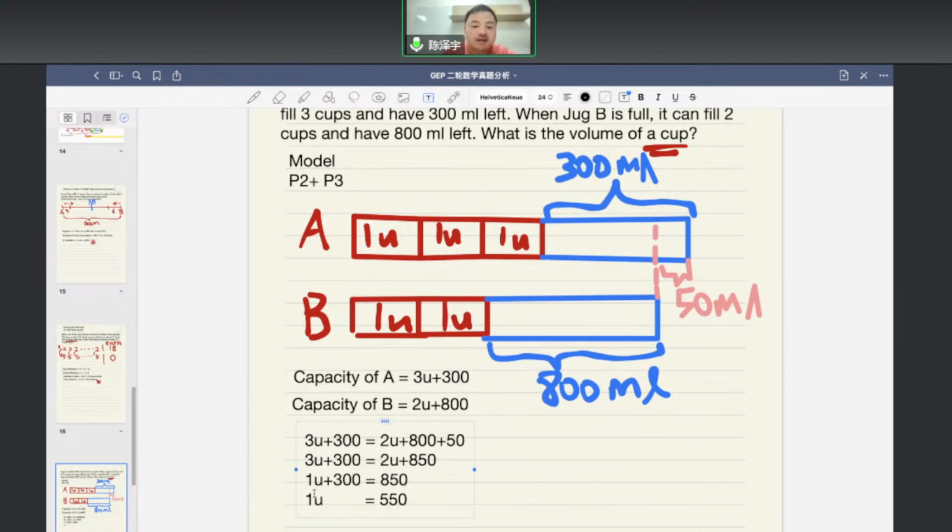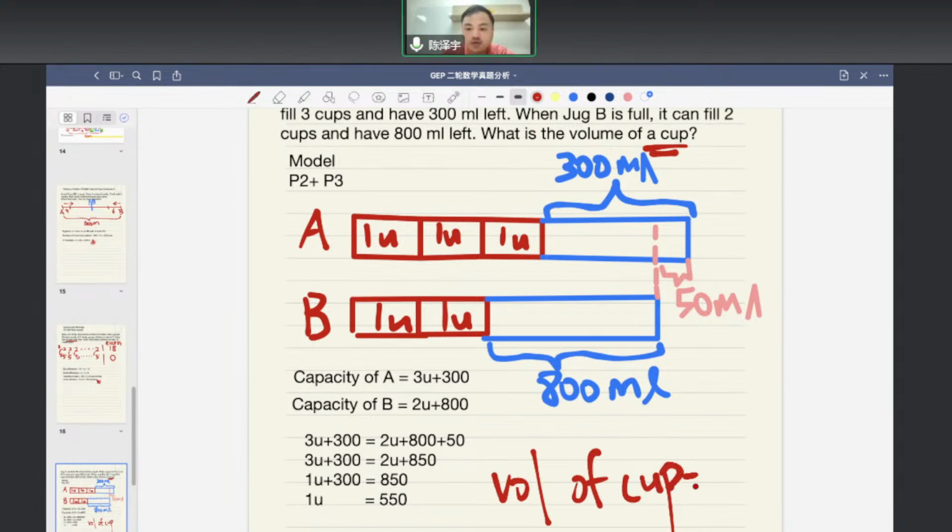So now you know that our 1U equals 550. Let's go back. What 1U represents is the volume of the cup. So I get the volume of the cup equals 550. And don't forget to include the unit, milliliter, ml. That is the volume of the cup.